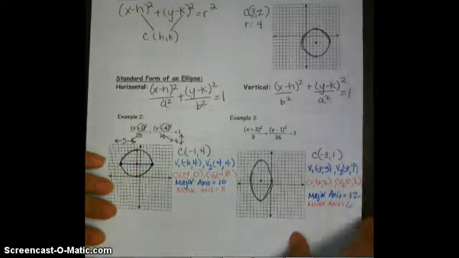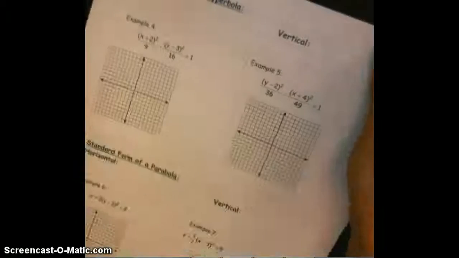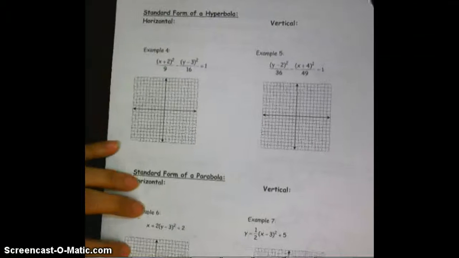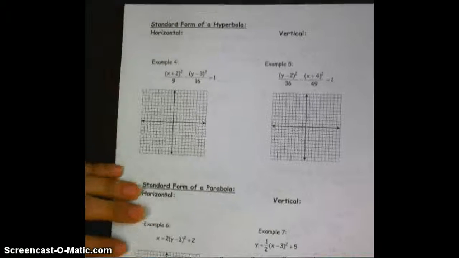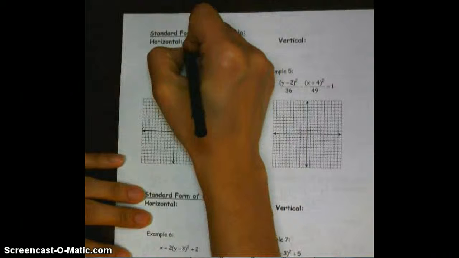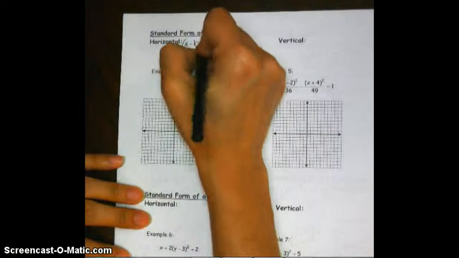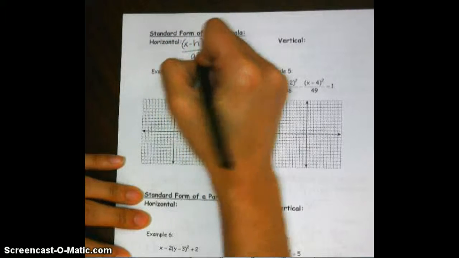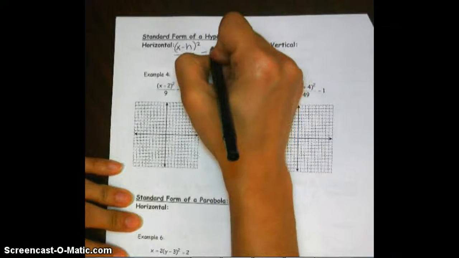Okay, our next conic section that we're going to do is the hyperbola. The hyperbola's standard equation looks very, very similar to the ellipse. The difference is going to be the sign between my terms.